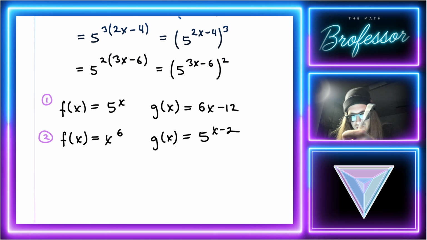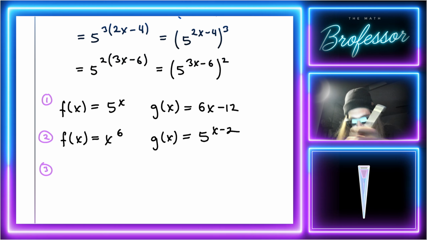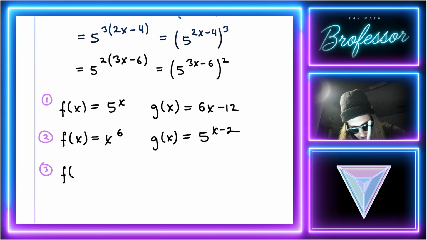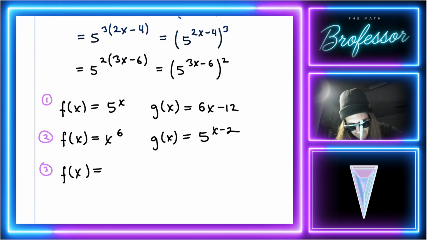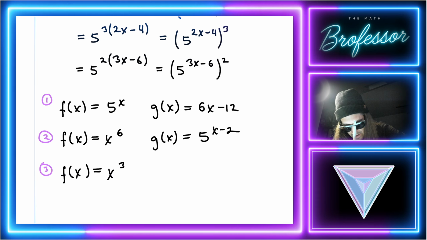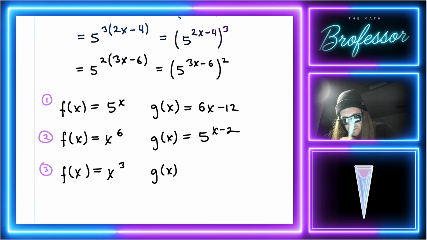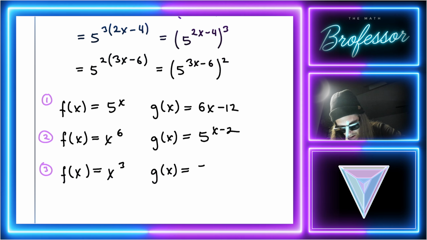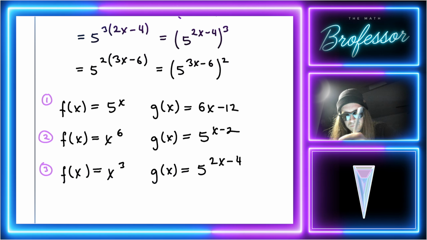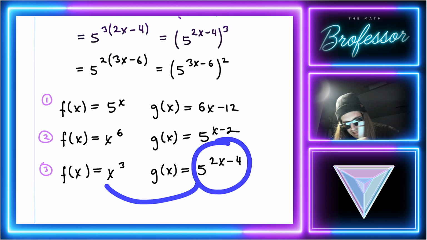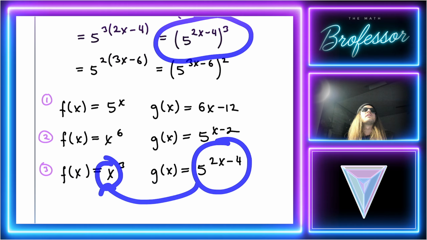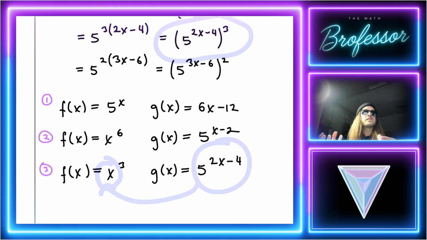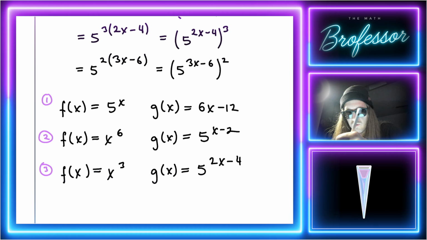Here comes a third. We could have f of x equals x cubed, and then g of x would have to be 5 to the 2x minus 4. So if I were to take this and substitute it right there, I would get that version of the composition, which of course simplifies to the original function.